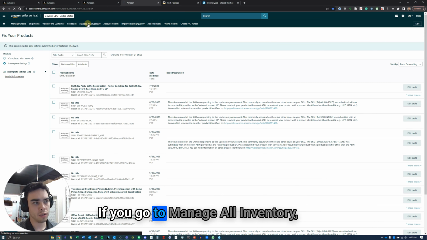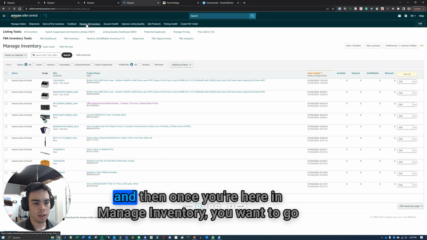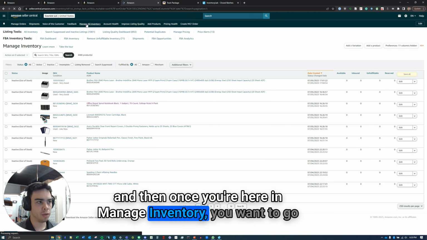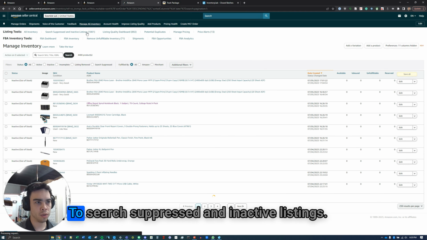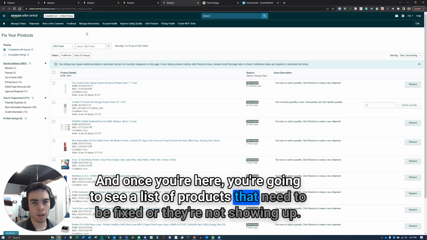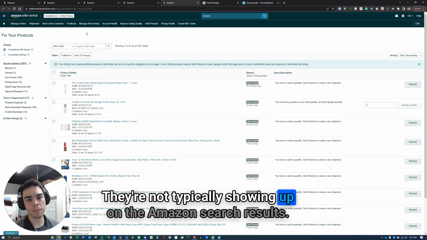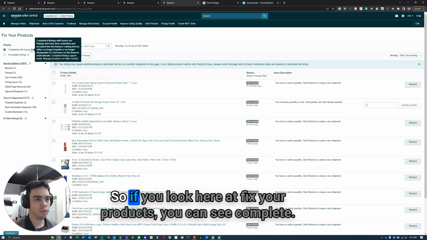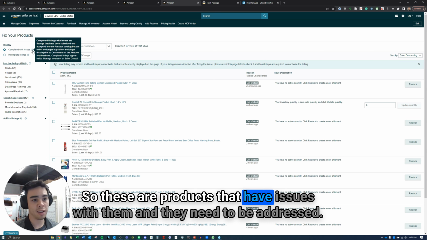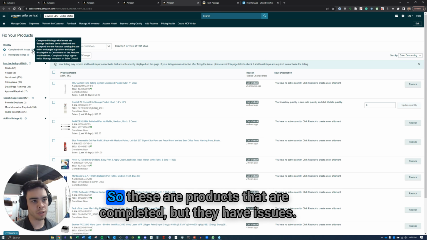If you go to Manage All Inventory, and then once you're here in Manage Inventory, you want to go to Search Suppressed and Inactive Listings. And once you're here, you're going to see a list of products that need to be fixed or they're not showing up. They're not typically showing up on the Amazon search results. So if you look here at Fix Your Products, you can see complete. So these are products that have issues with them and they need to be addressed.